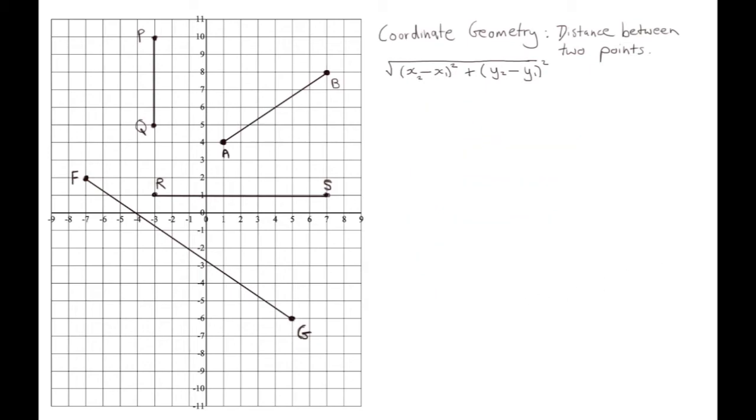Now we are going to have a look at this line here, F and G. First thing we do is we identify what the coordinates are for F. So F is above minus 7 on the x-axis, so that's minus 7. And it is level with 2 on the y-axis, so it's 2 here. And G is below 5 on the x-axis, and it's level with minus 6. Minus 6.